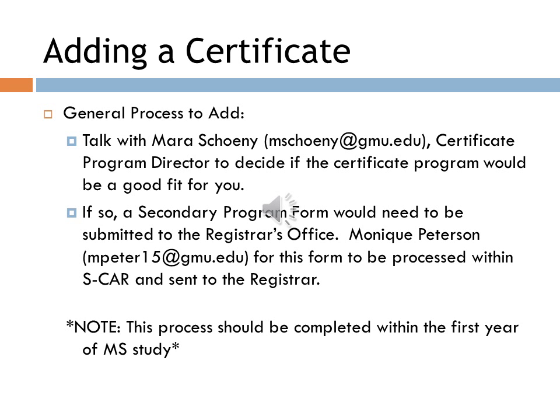If you're interested in adding a certificate but are not sure which one, you can certainly speak to Mara Shaney, the certificate program director, or myself for more information and to see if it's a good fit for you. If so, a secondary program form will need to be submitted to the registrar's office. You can contact me for this form to be processed. Just please note that the process should be completed within the first year of your MS study.